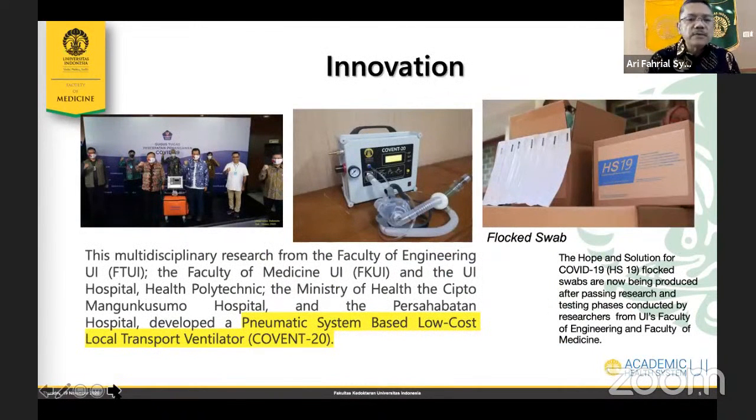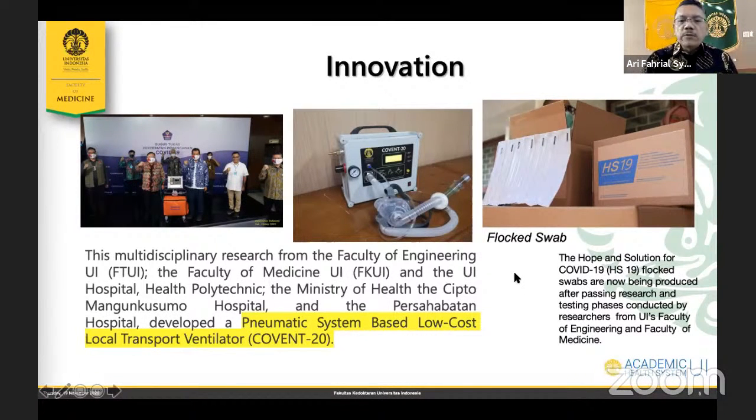We also developed innovations like the pneumatic system-based local transfer ventilator. This is multidisciplinary research from the Faculty of Engineering, the Faculty of Medicine, UI Hospital, Health Polytechnic, and also Ministry of Health hospitals, like our main hospital, Cipto Mangunkusumo, and Persahabatan Hospital. Now we have shared our ventilator to some hospitals, not only in Jakarta, but in other places in Indonesia.